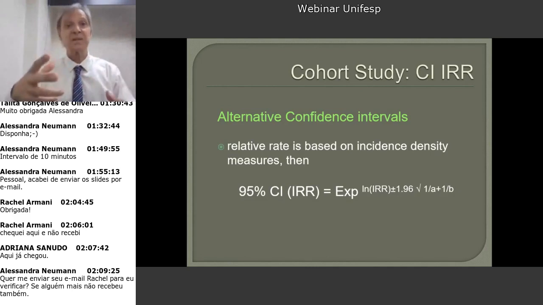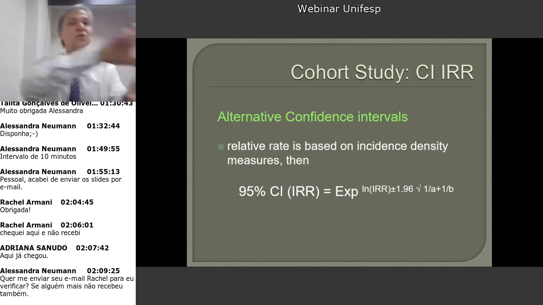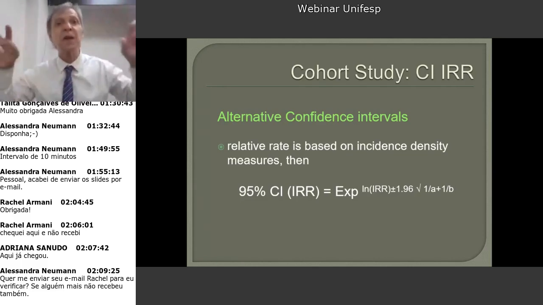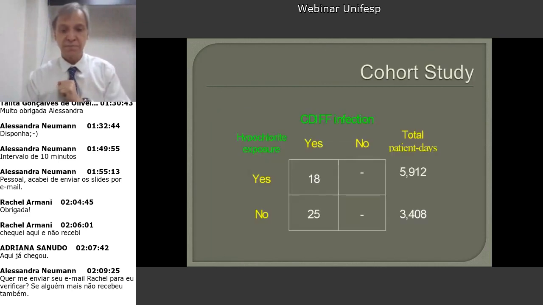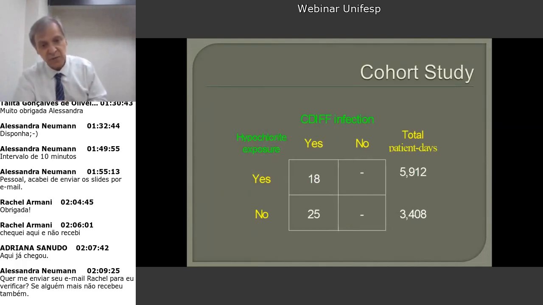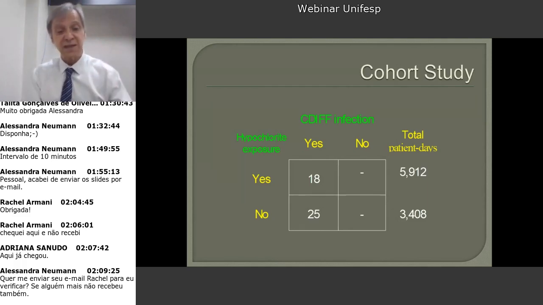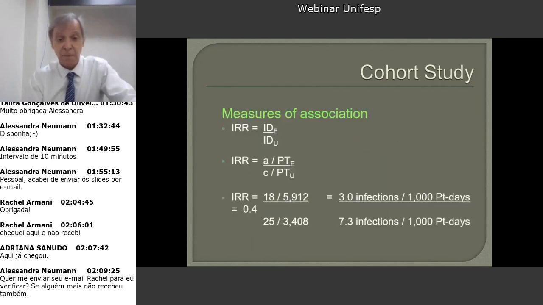I'm interested in actual risk, relative risk, risk ratio or risk difference. I use this formula. The Poisson is going to become normalized after hundreds of cases, or better, hundreds of people in your experiment, in your cohort, especially if you have 1,000 people. Real number example: a cohort study with 5,912 person-time observation for the exposed group and 3,408 for the unexposed group. There are 18 cases in the exposed and 25 cases in the unexposed.